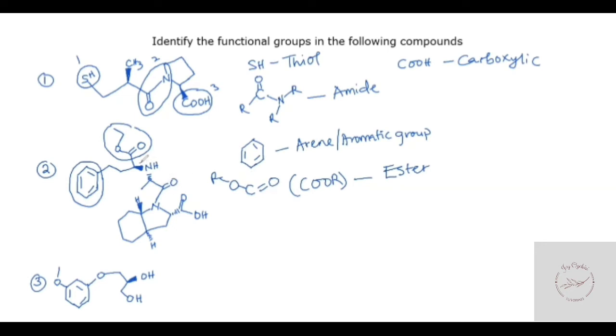At this other end, we have this. So this N is attached to R and another R and another H. And if we were to write that out, this is how it's going to look like. And this here is a secondary amine.